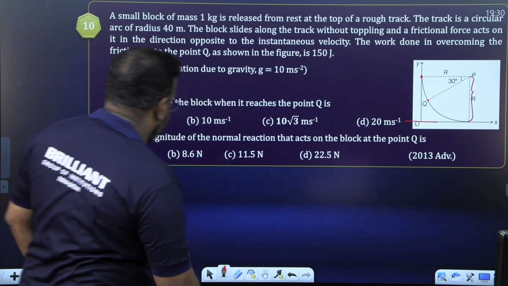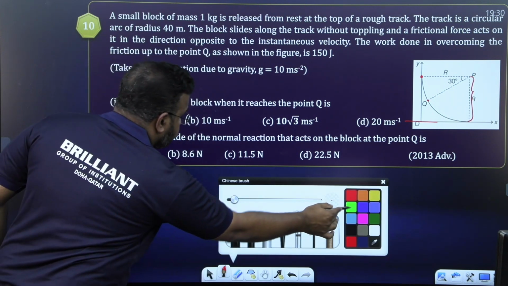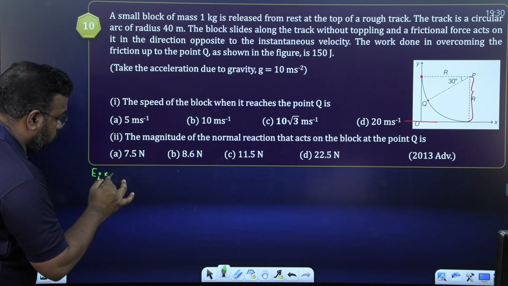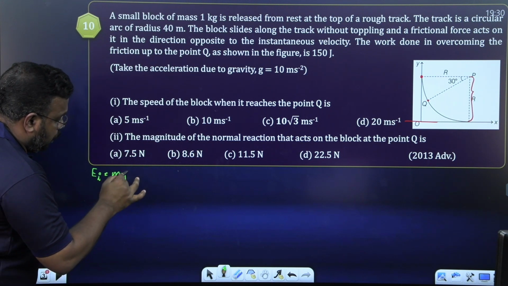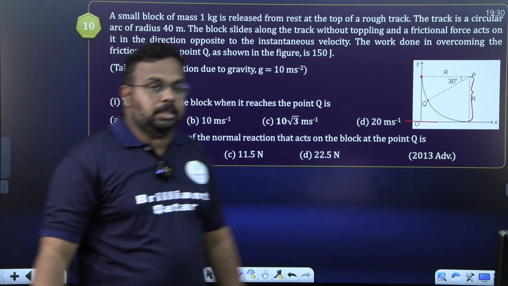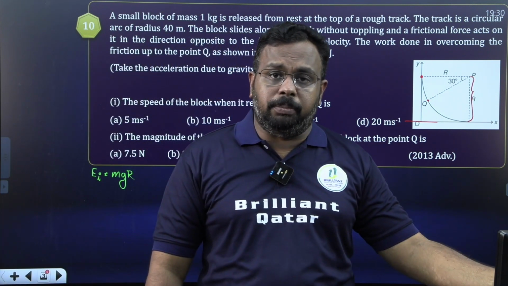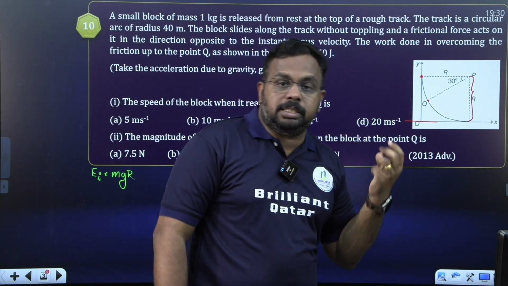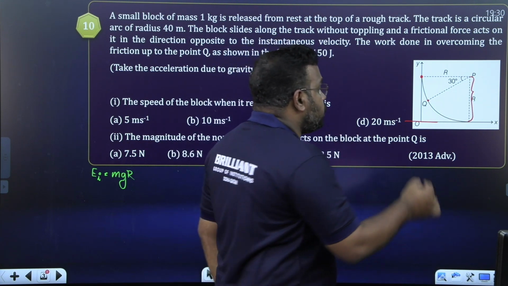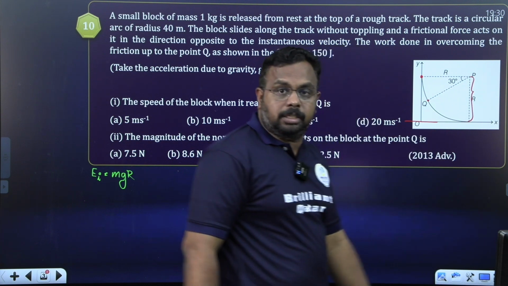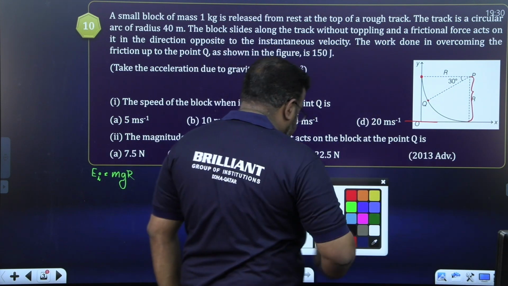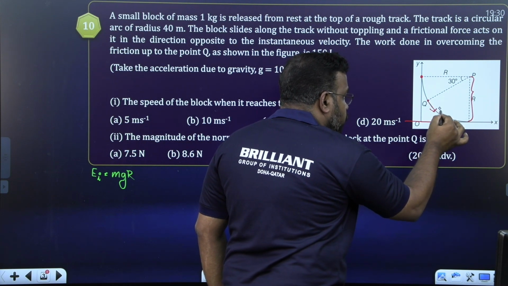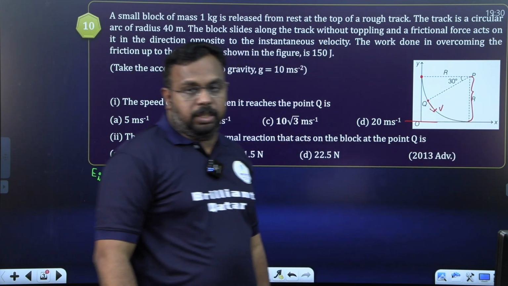So I am writing here the initial energy. Energy initial, E_i, is equal to mgR. This is the initial energy. The R value is given as 40 meter, that we can substitute after some time. Now they are asking what is the velocity when it reaches the point Q. So let's take the velocity when it reaches the point Q as v. So let us assume the velocity as v.